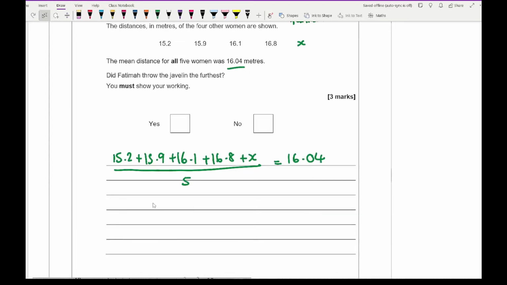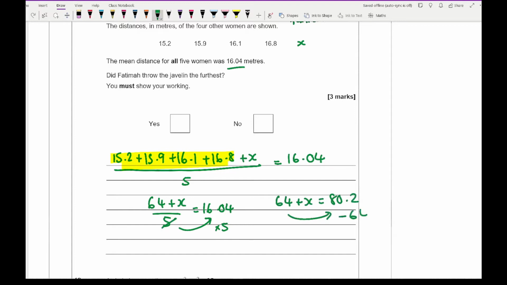Now if I simplify all of this by just simply working that out in my calculator, I get an answer of 64 plus x divided by 5 equals 16.04. I take the 5 over by multiplying by 5. I end up with 64 plus x equals 80.2. I then take away the 64, leaving me with x equals 16.2 meters.